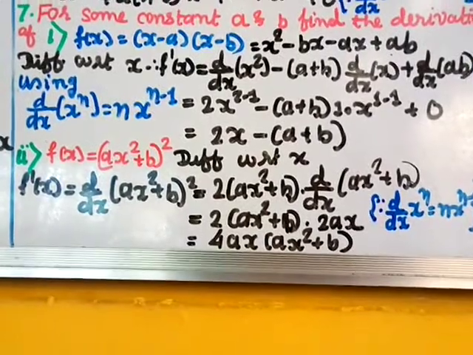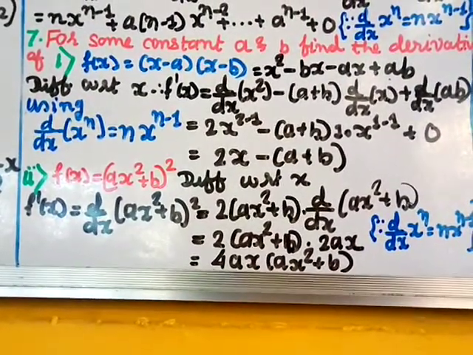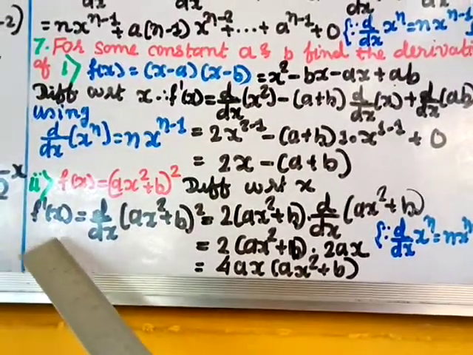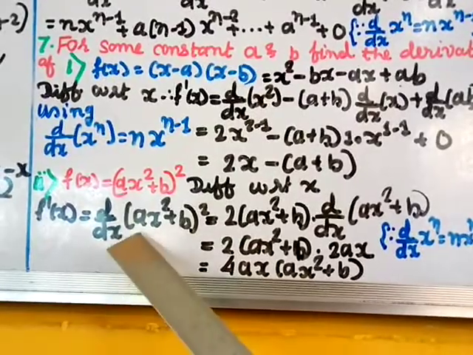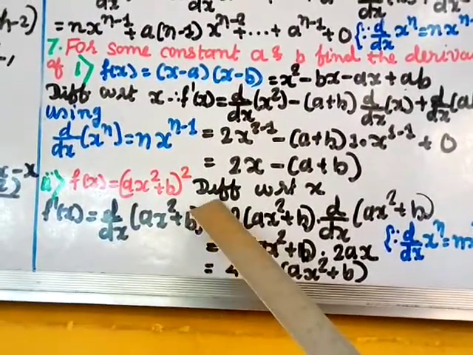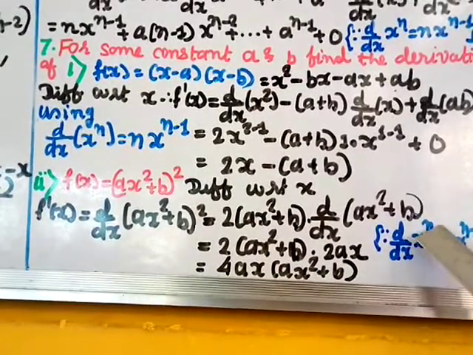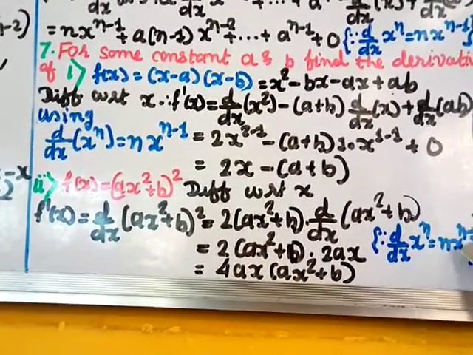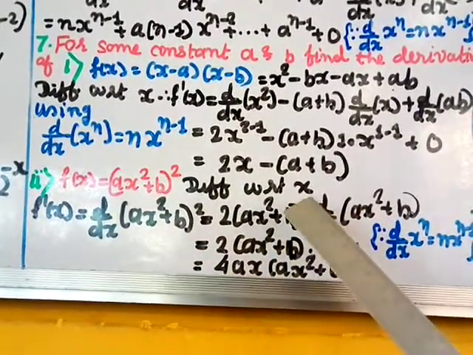Roman number 2, f(x) is equal to (ax square plus b) whole square. Differentiate with respect to x. F dash x equal to d by dx of (ax square plus b) whole square. Now this you take as the x power n. Power is 2, so we will use the same formula, d by dx of x power n equal to n into x power n minus 1. So here n is 2, so 2 into (ax square plus b) power 2 minus 1, that is 1.